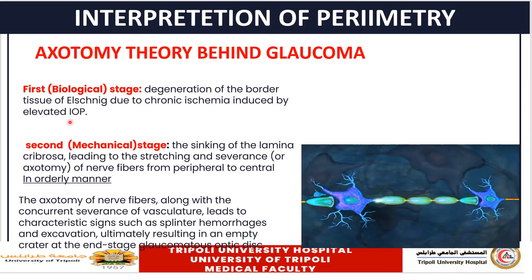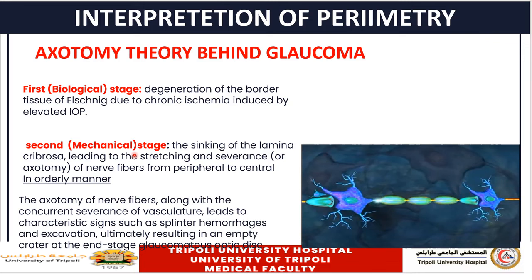Now when this progresses to the mechanical stage, which coincides with the elevation of the intraocular pressure and pre-existing degeneration at the border tissues of Elschnig, this will lead to sinking and bowing of the lamina cribrosa. Now this sinking and bowing of the lamina cribrosa is the prime factor responsible for severance and damage to the nerve fibers adjacent to the sclera. And this process will be in an orderly manner from peripheral fibers representing the peripheral retina up to the central fibers representing the central retina, and this explains the changes that happen in the visual field.